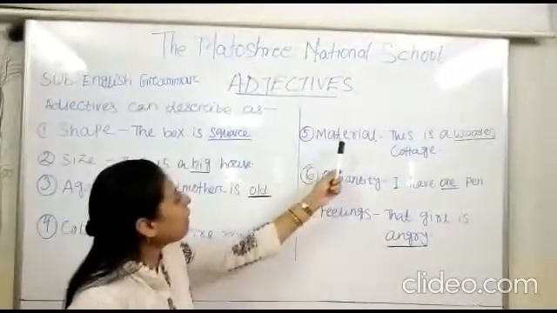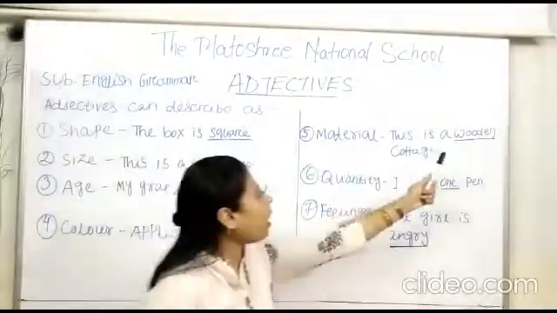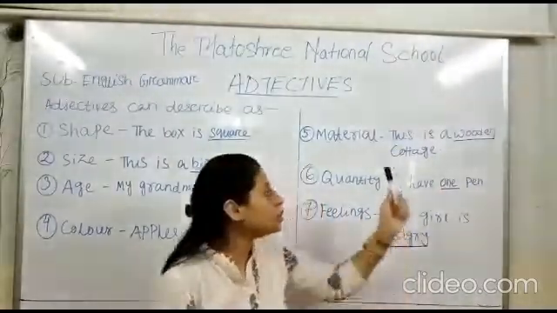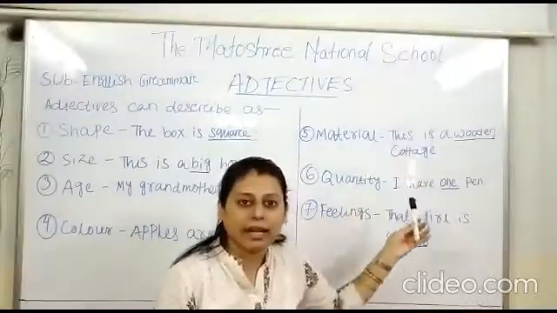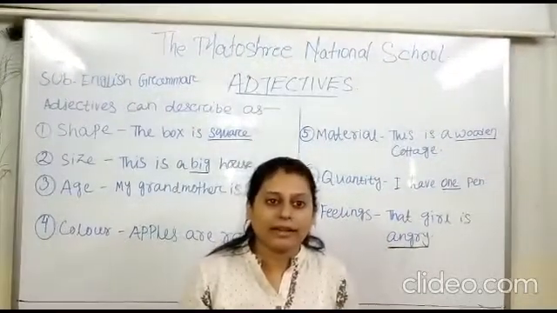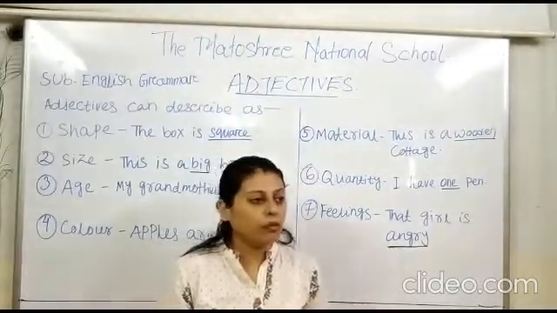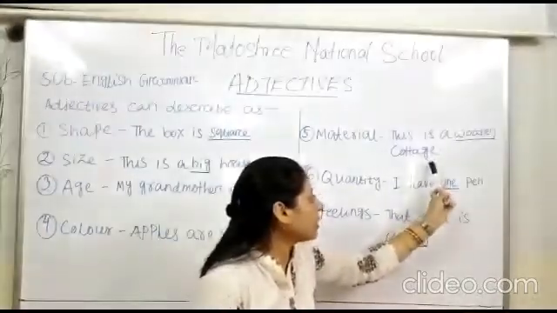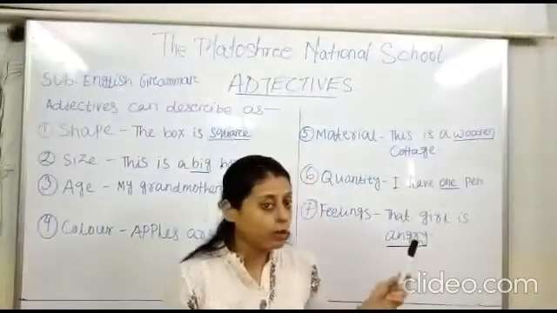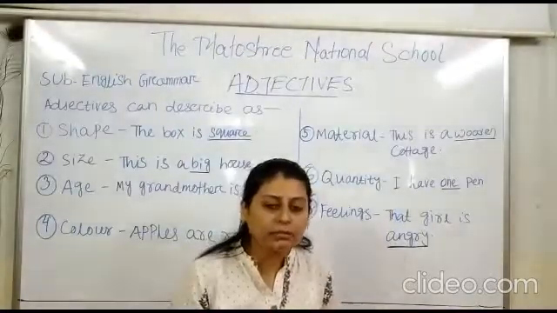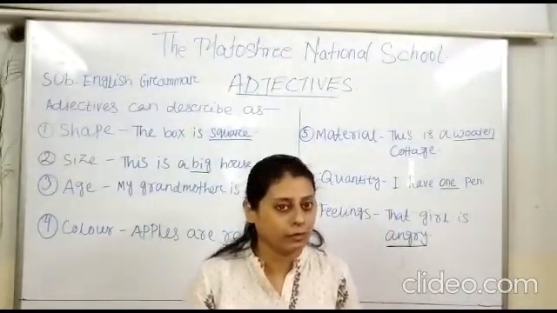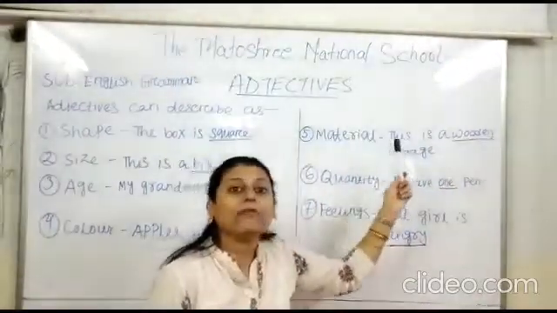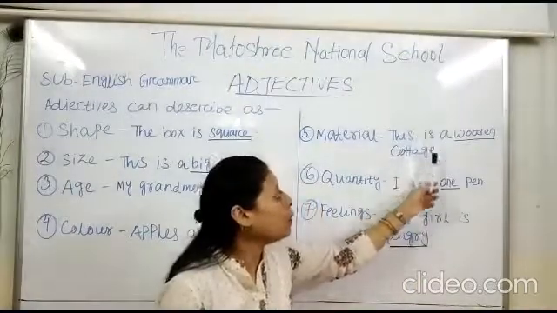Now, next is material. This is a wooden cottage. So here, wooden is a material. We have seen different types of materials, like glass, wooden, plastic, everything. And this is a wooden cottage. Cottage means house. So, wooden cottage means the house is made up of wood. Here wooden is the material which shows what type of house it is. It is a wooden house.